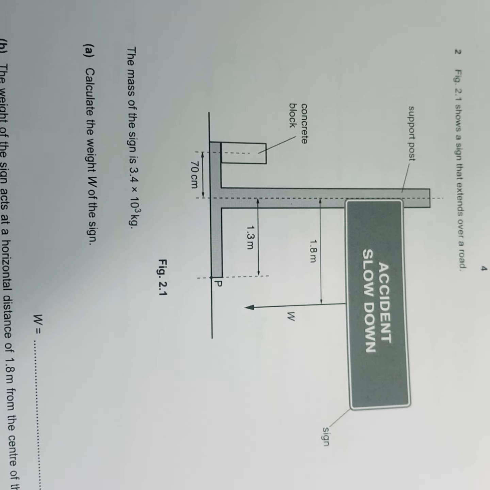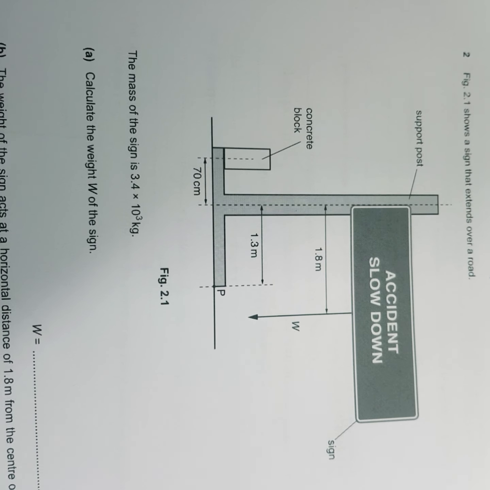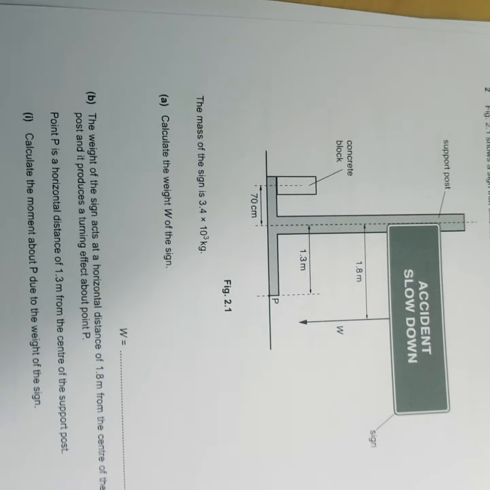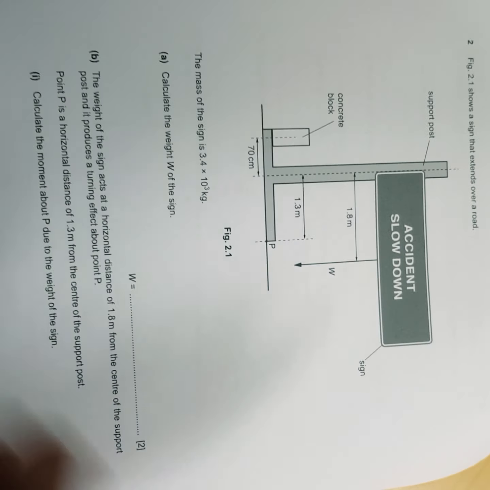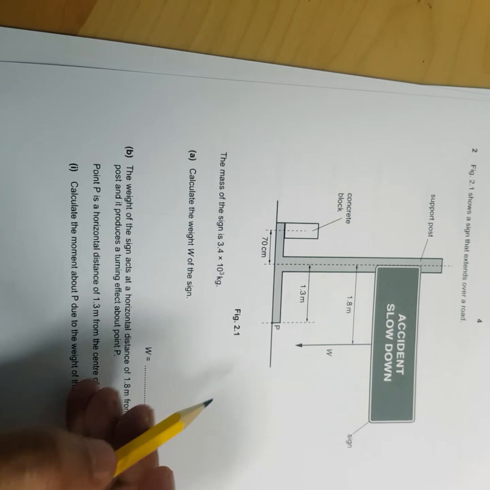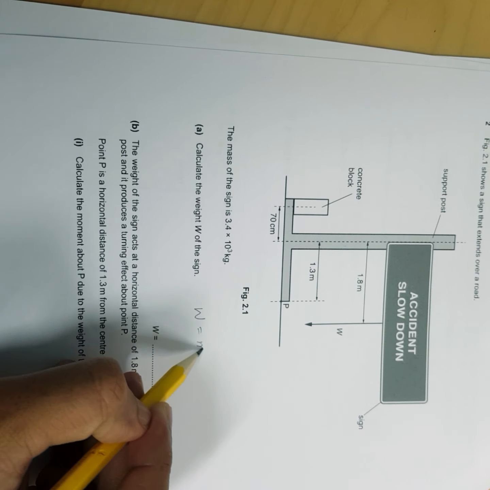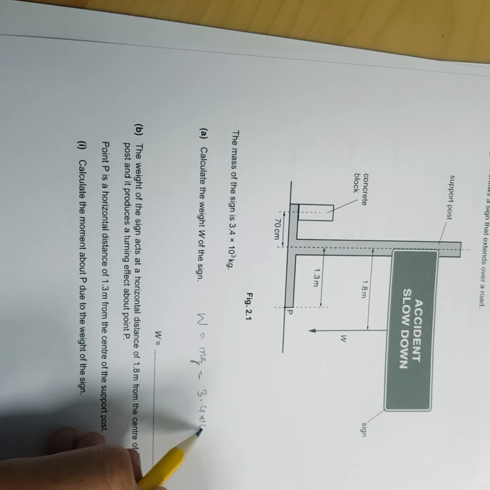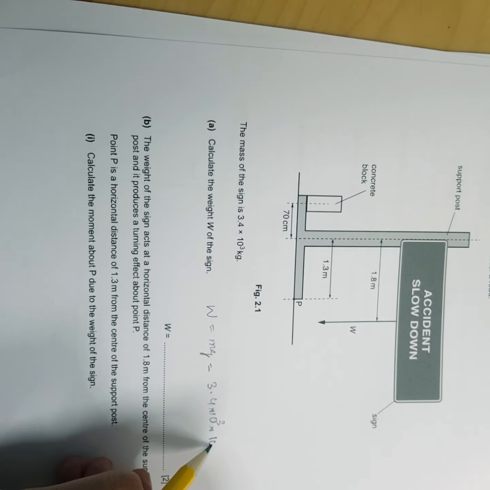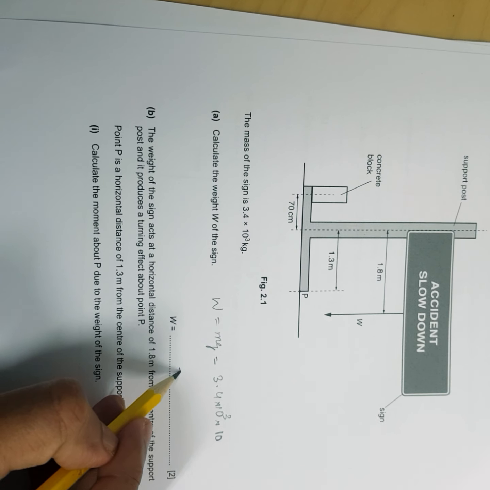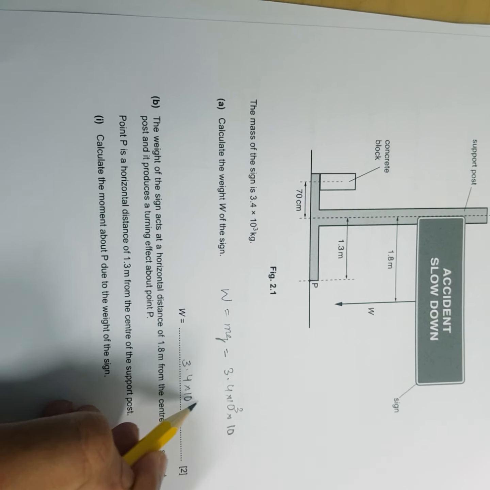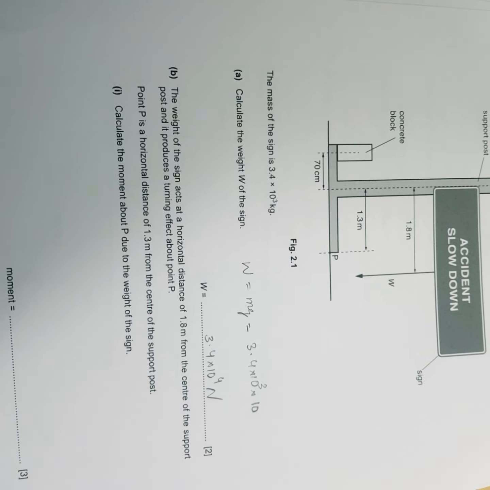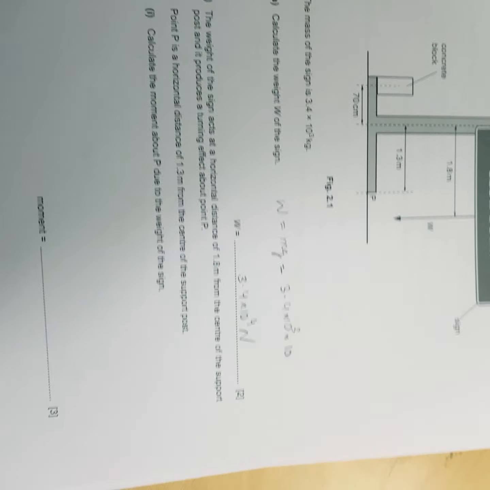The question is this: the mass of the sign is 3.4 times 10 to the power 3 kilograms. Calculate the weight W of the sign. We know weight W is equal to mg. Mass is given as 3.4 times 10 to the power 3 and g value is 10. So we get weight equal to 3.4 times 10 to the power 4 newtons.